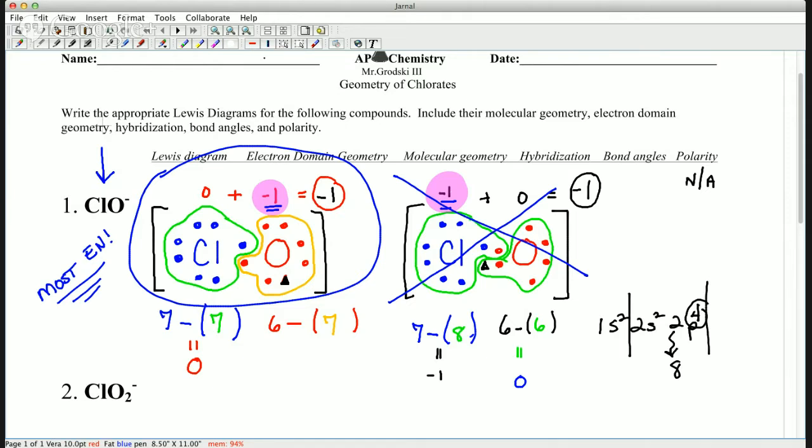Now that we have all that done, we can figure out the electron domain geometry, which is pretty simple here. When you have two atoms, it can only be linear. There's no other way to put two things together. Here and here, it's going to be linear. The molecular geometry is also linear. The hybridization: they may say, well, if it's linear, it's sp hybridized. And I guess I could accept that, but do I need to have hybridization?